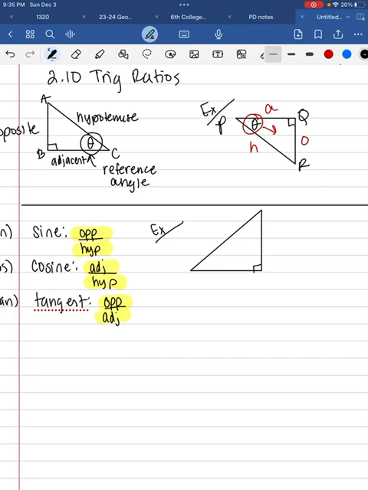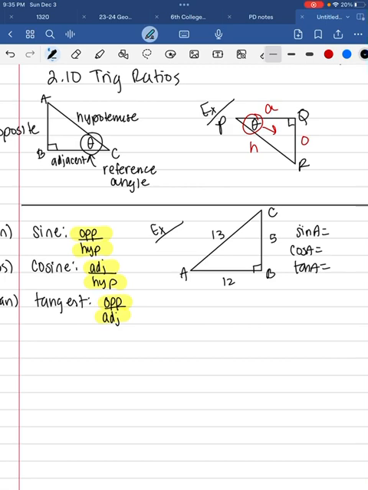Okay, here's our right triangle. We're going to put some numbers on it. And we are going to find what sine of A is equal to, what cosine of A is equal to, and what tangent of A is equal to. If you're looking at the triangle, hopefully you notice something's missing. I didn't give you the reference angle. I didn't put a theta anywhere.